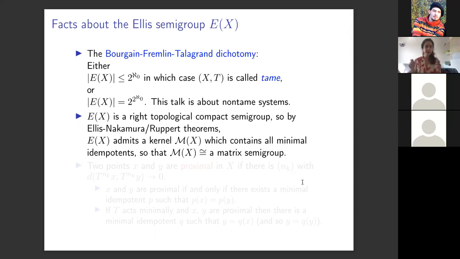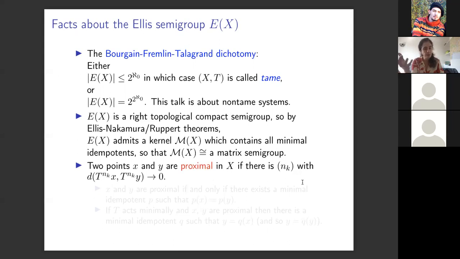And so the link between idempotents and dynamical systems, or maybe the link between Ellis semigroups and dynamical systems, is that there's a specific dynamical property that Ellis semigroups grab and describe really nicely, right? So there's a notion of proximality. So two points in my space, X and Y, are proximal if you can clobber them with a sequence of powers of the transformation and send them to the same point, right?